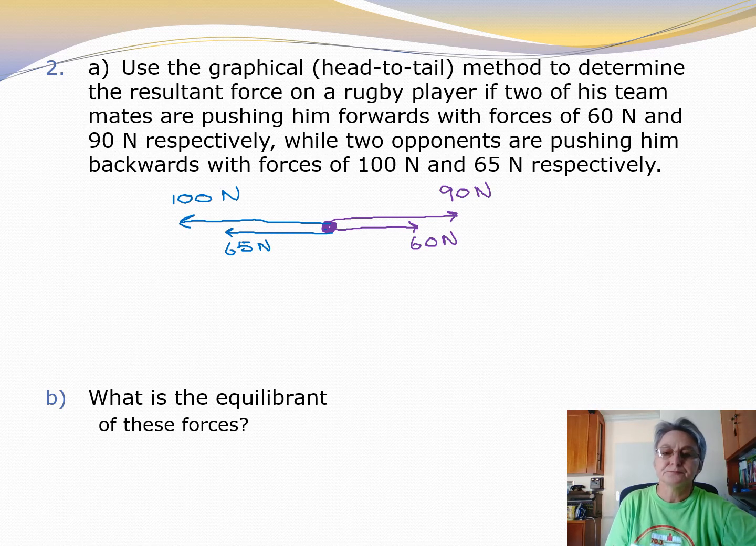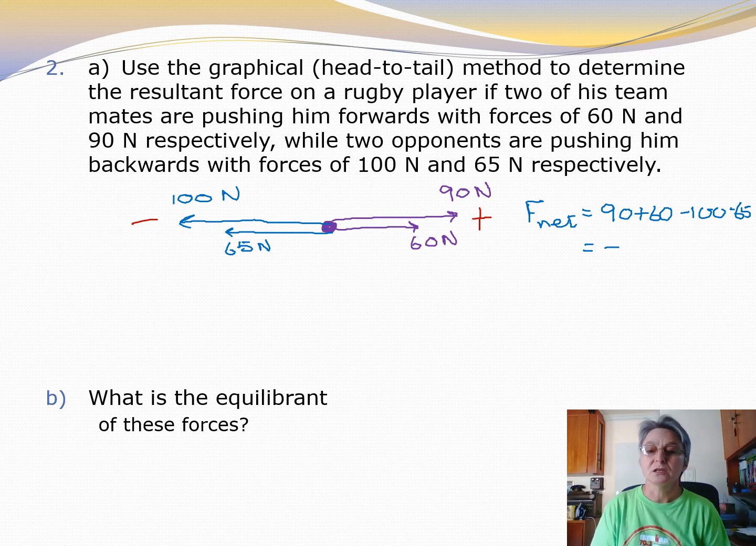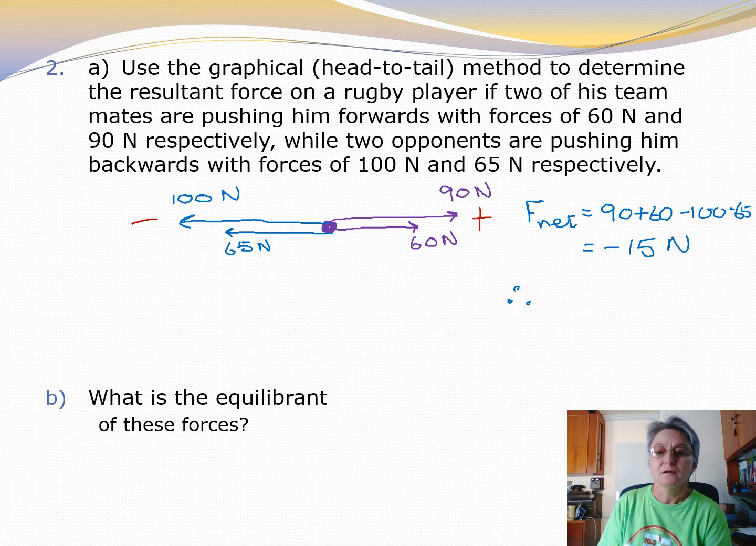So algebraically, now you need to choose which is your positive and which is your negative direction. I'm going to choose it like this. So algebraically it will be 90 plus 60 minus 100 minus 65. So if I chose my positive and negative direction like I did, I will get a negative answer here, negative 15 newtons. This needs to be explained, so it is 15 newtons backwards.